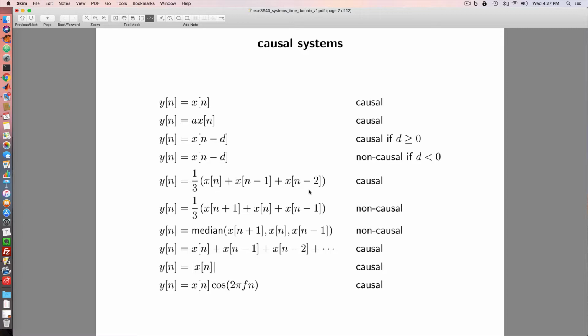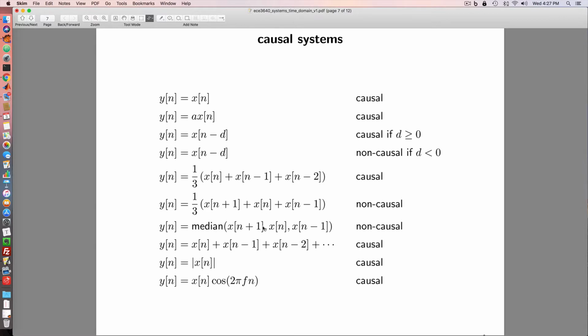Of the two moving averages, one is causal. Notice that this one depends on the present and 2 past samples, whereas the second moving average depends on a future sample, and therefore this would be a non-causal moving average. The median filter that we described is a non-causal system because it depends on one of the future samples. Of course, you could define a causal median as well. The accumulator is causal because it doesn't depend on any future, it only depends on the past. The rectifier is causal, and the modulator is causal.